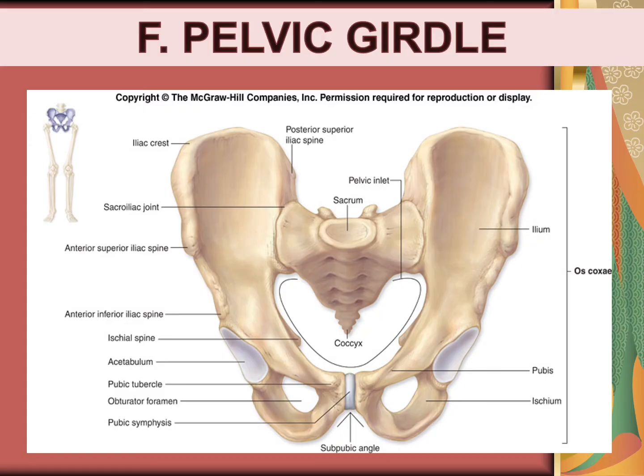Pelvic girdle. The pelvic girdle is formed by two bones. Ito yung coxal or the hip bones and also the sacrum. Together with the coccyx, ang tawag sa kanya pelvis. So kapag ang tinutukoy natin ay yung hip bones lang at yung sacrum, pelvic girdle yon. Pero kapag hip bones, sacrum, and coccyx, ito yung pelvis.